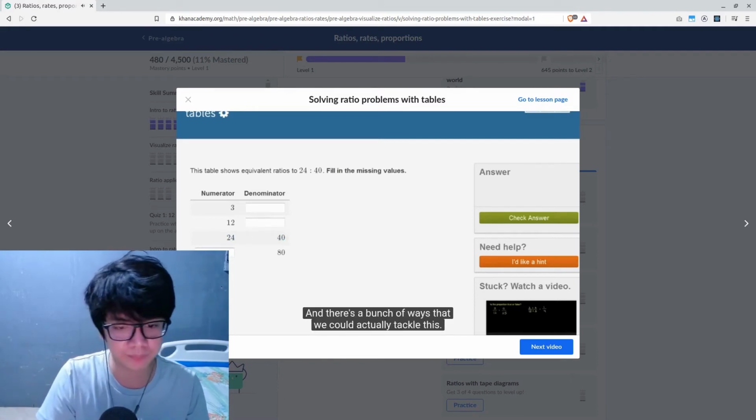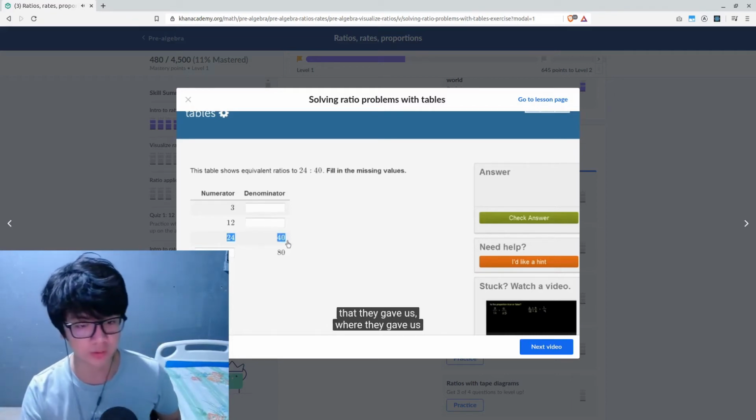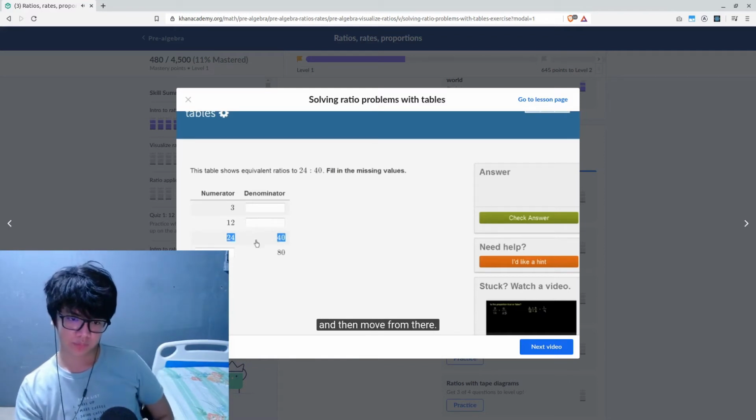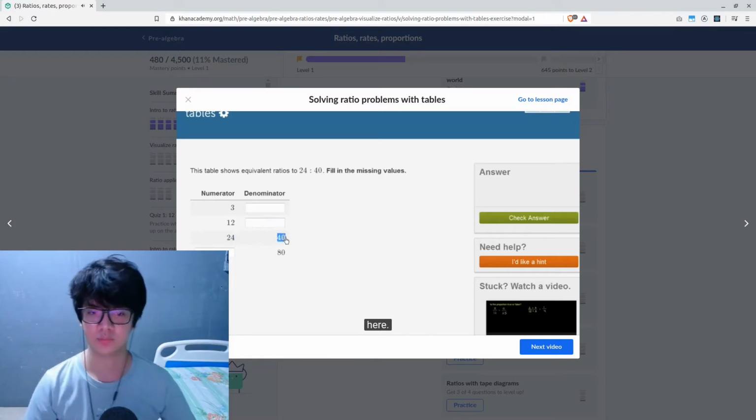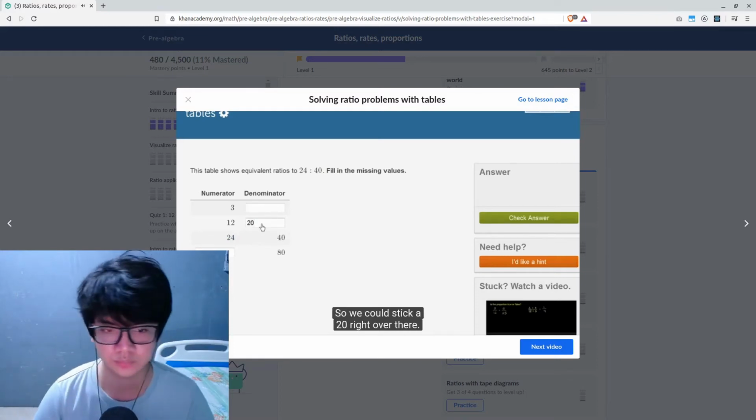There's a bunch of ways that we could tackle this, but maybe the easiest is to start with the ratio that they gave us, where they gave us both the numerator and the denominator, and then move from there. So for example, if we look at this one, the numerator is 12. It is half of the 24. So the denominator is also going to be half of the denominator here. It's going to be half of 40. So we could stick a 20 right over there.